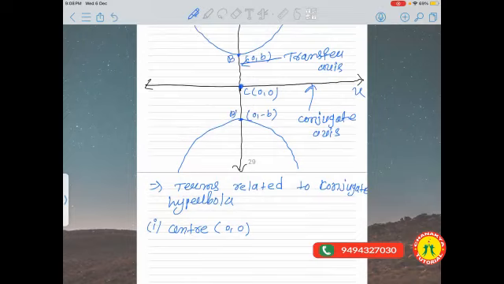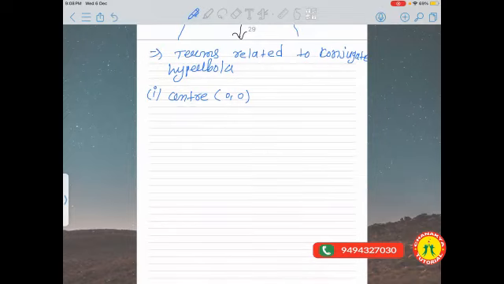Now the length of the transverse axis. The length of the transverse axis is equal to 2b.